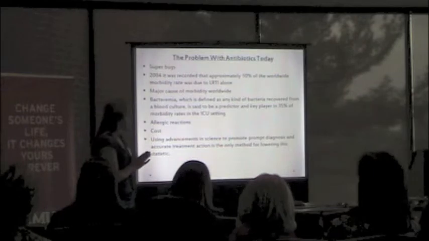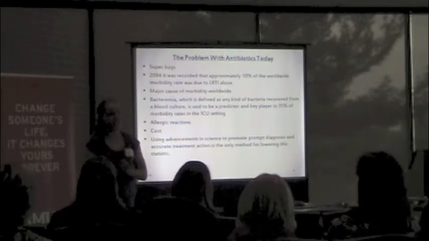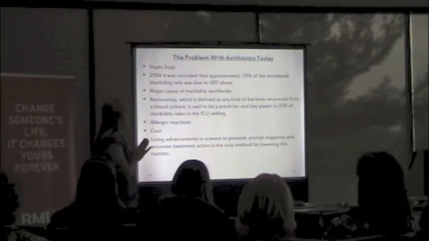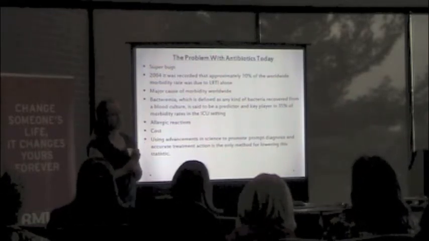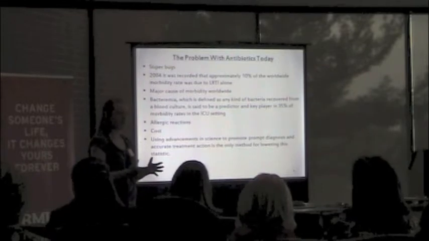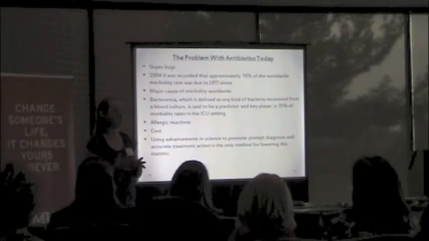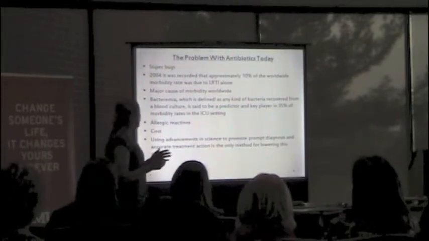So, bacteremia, which is defined as any kind of bacteria that's found in the bloodstream. This can be a key predictor to morbidity rates in ICU settings. So if we can find the bacteremia by measuring the procalcitonin level, this could be very helpful.